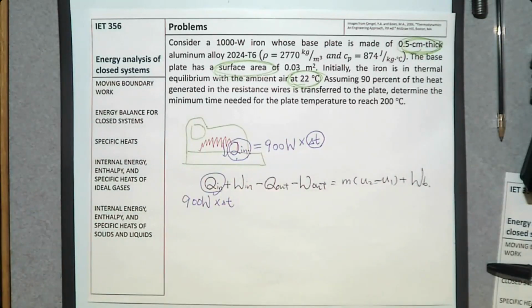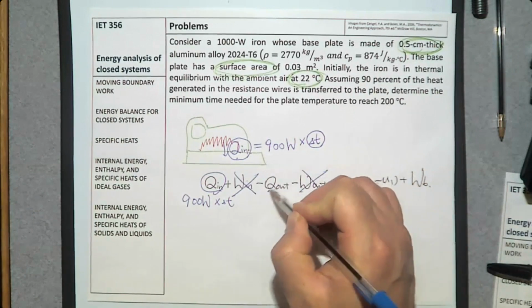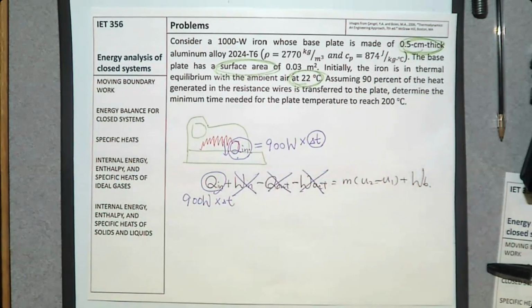Is there energy transfer by work? No. Is there energy transfer by heat from the system? We already took that into account. So 1000 minus 100, so 90%. So this has been already taken care of. So the net heat transfer to the plate is going to be 900 watt times time.